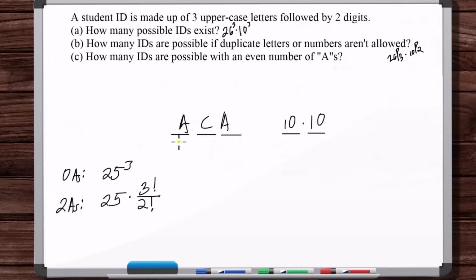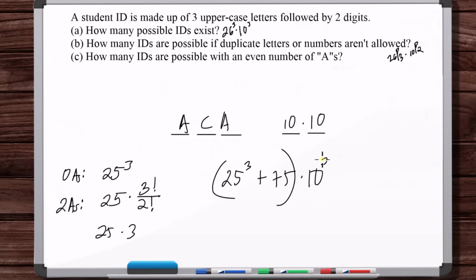If you add these, you get the number of outcomes for event 1. So 25 cubed plus, 25 times 3 times 2 over 2, so 25 times 3, so plus 75, and then times 10 squared.